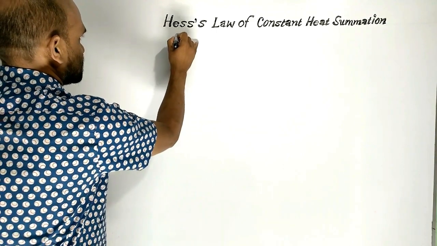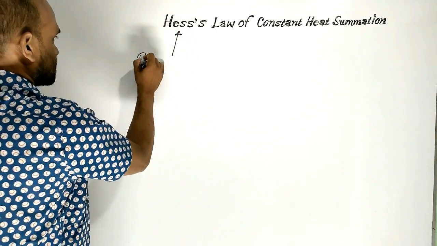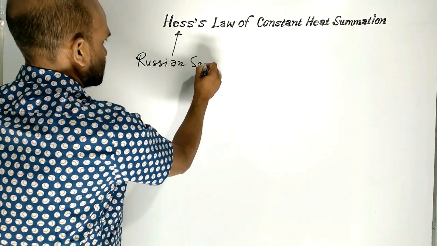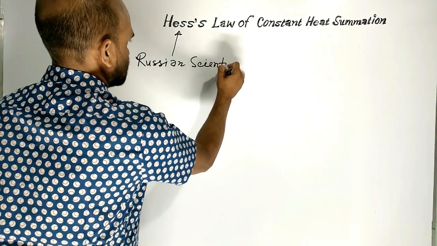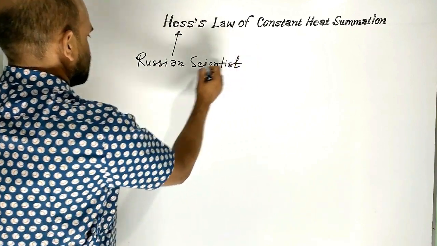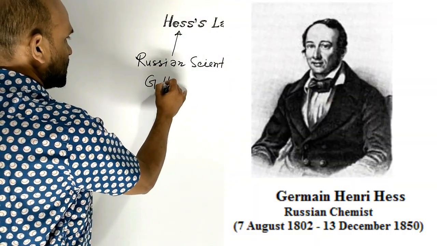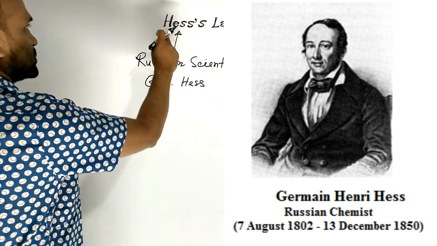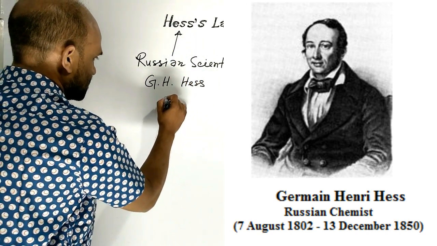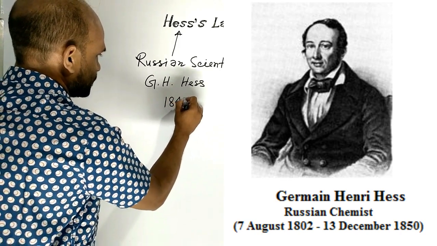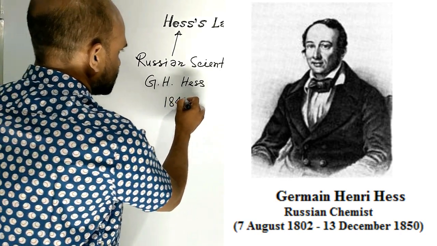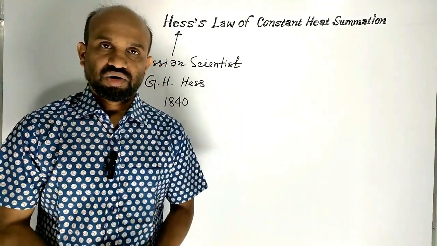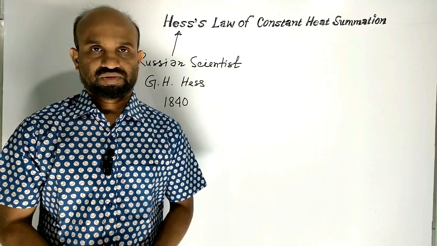Who is Hess? Russian scientist G.H. Hess put forward this law in the year 1840. In this lesson, we are going to learn what is Hess's law and an example of Hess's law.